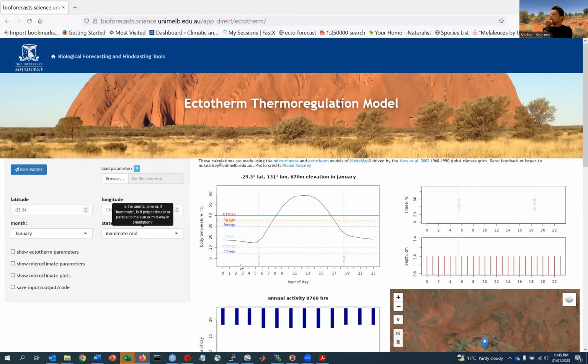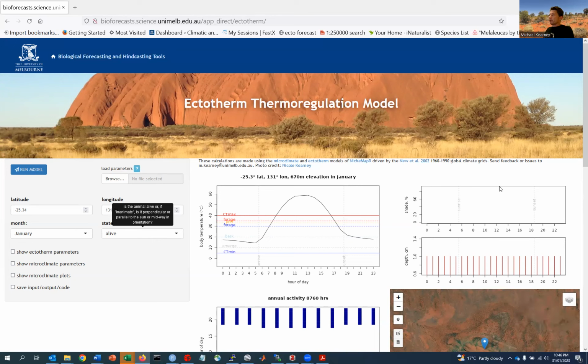Now, if we make it an animate, alive organism and run the model again, each hour it's going to check what the behavioral settings are for the animal. That includes: does it come out during the day or does it come out at night? And what temperatures does it like to be? It's going to try and find body temperatures that allow it to be at those target temperatures and active at those times of day. And it's going to behaviorally move in and out of the shade, and it's going to behaviorally change depths. It's going to retreat underground if it needs to, and it's going to go to different depths underground.